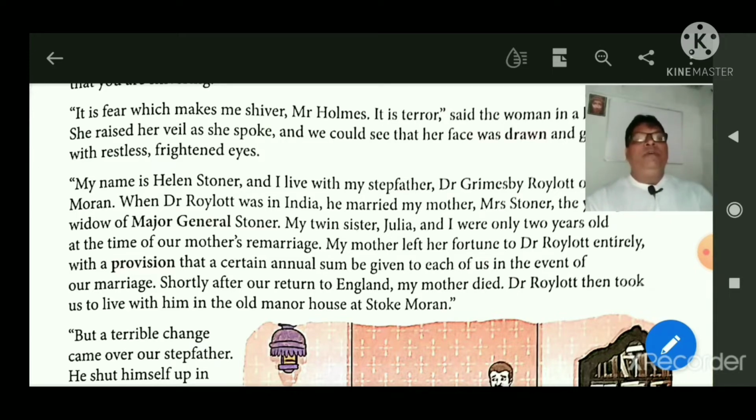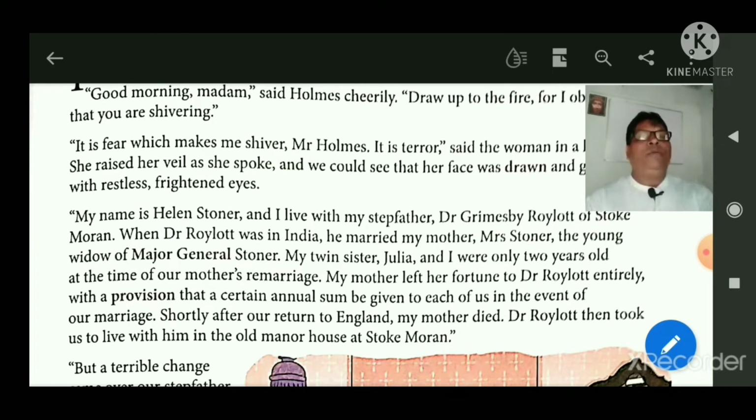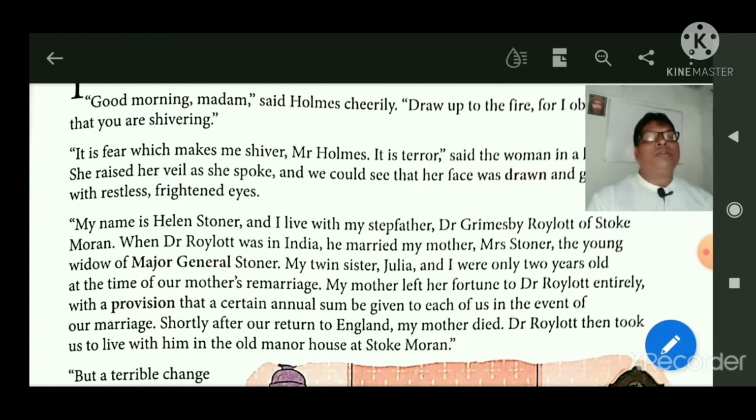"And I live with my stepfather." She is living with her stepfather, called Grimsby Roylott of Stoke Moran. She doesn't have her own father, she has her stepfather. His name is Dr. Grimsby Roylott of Stoke Moran. That doctor lives in a place called Stoke Moran. "And when Dr. Roylott was in India, he married my mother." She is explaining that when he was in India, he married Helen's mother.